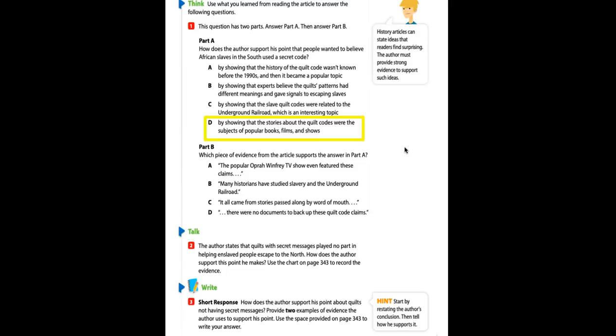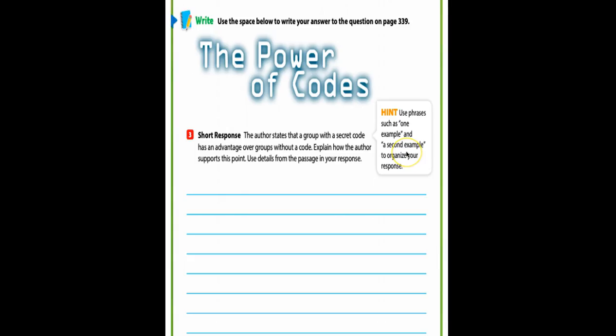B, many historians had studied slavery in the Underground Railroad. C, it all came from stories passed along by word of mouth. Or D, there were no documents to back up these quilt code claims. The answer is A. Okay, that's all we're going to do on that page.